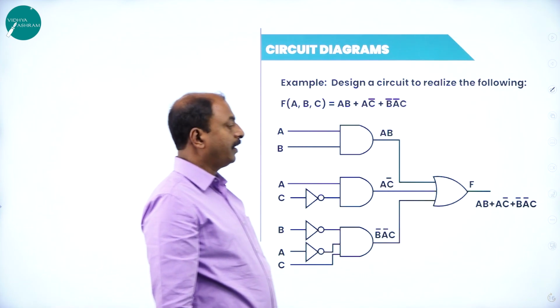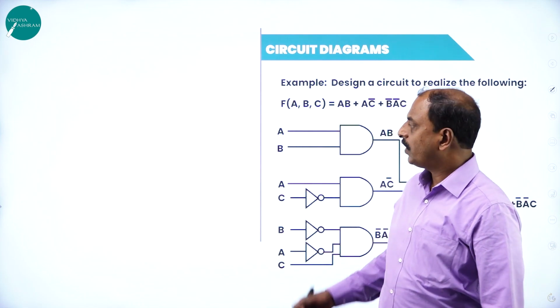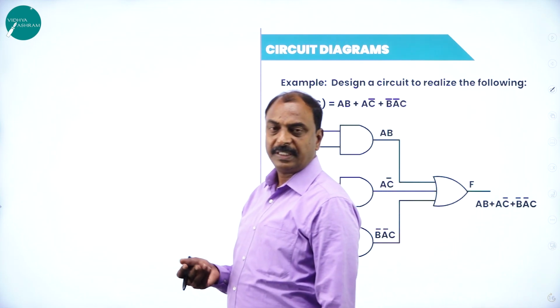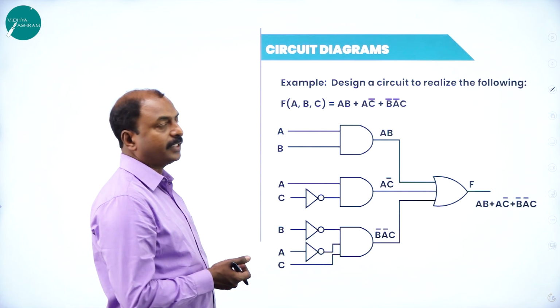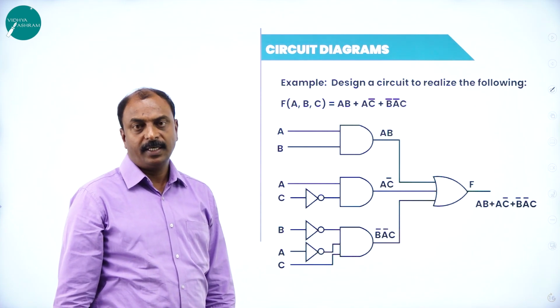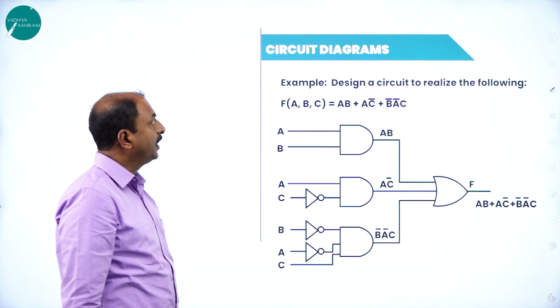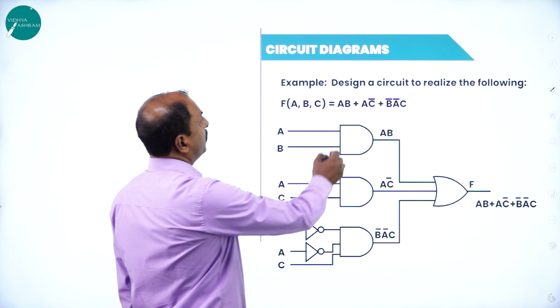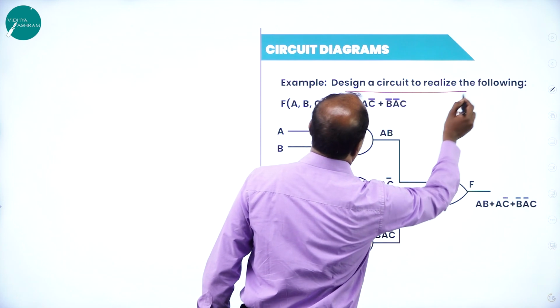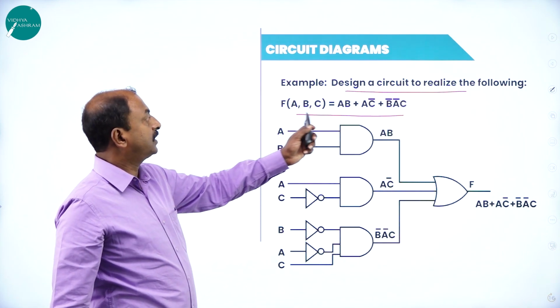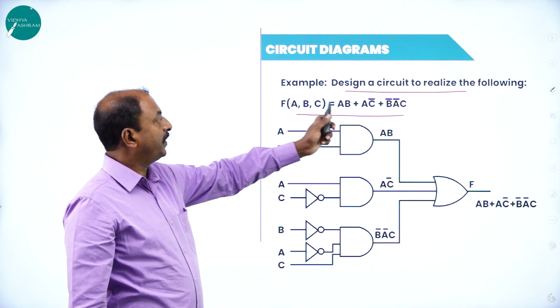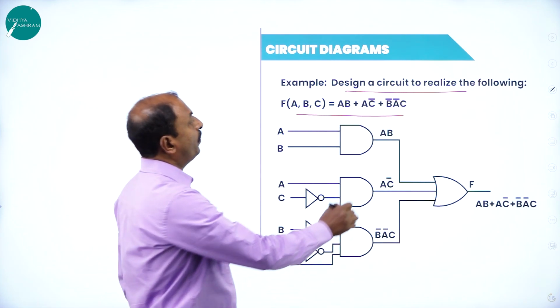In the next slide, now let us see. So far we have seen the definition of basic gates and derived gates, and we have seen the logical symbol and truth table for different gates. Now the next concept is to design a circuit to realize the following equation. This is called a Boolean equation, and it is given to you.